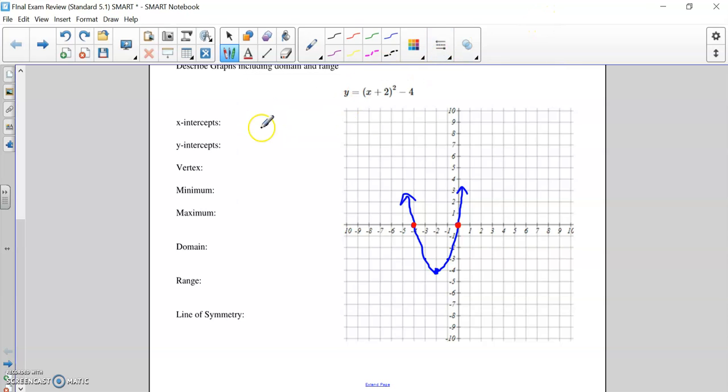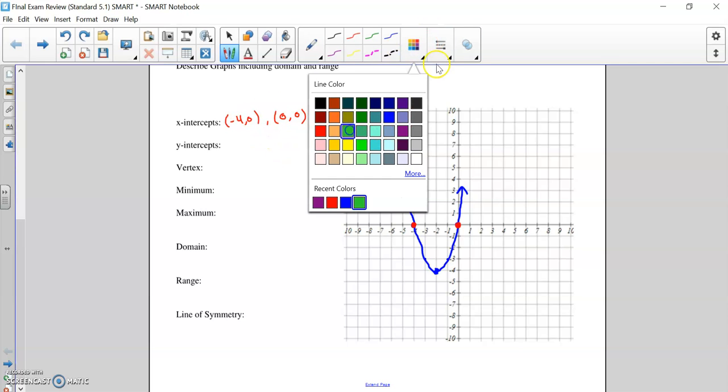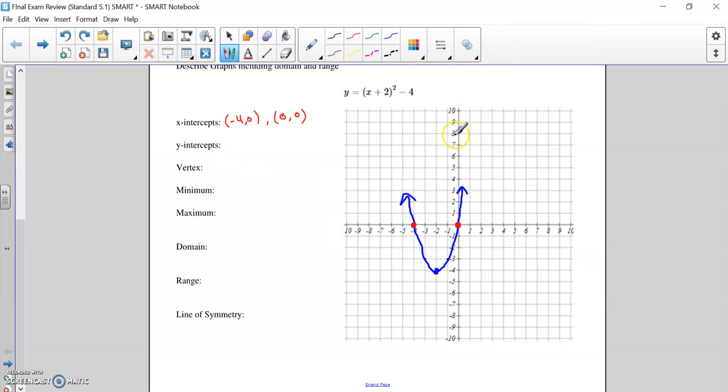So remember, the x-intercept should be written as points, though. So it's (-4, 0) and (0, 0). Okay, x-intercepts always have a y value of 0. Next up, our y-intercept. Now the y-intercept is where I touch the y-axis. That also happens to be (0, 0). Anytime (0, 0) is one of the intercepts, it's also going to serve as the other one as well, because (0, 0) is on both the x and y axes.